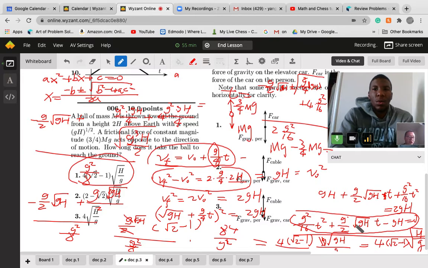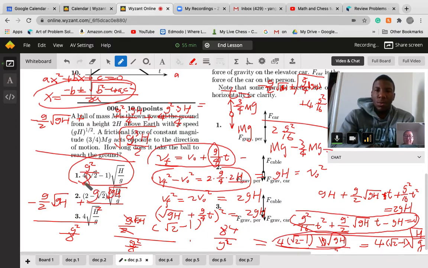Then you use a quadratic formula, that's this, to solve this quadratic equation. Then you will get the correct answer is A. It's the first one, 1.